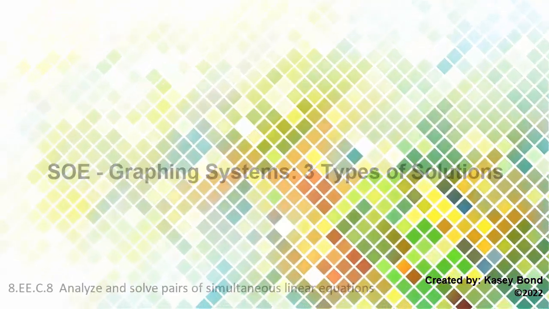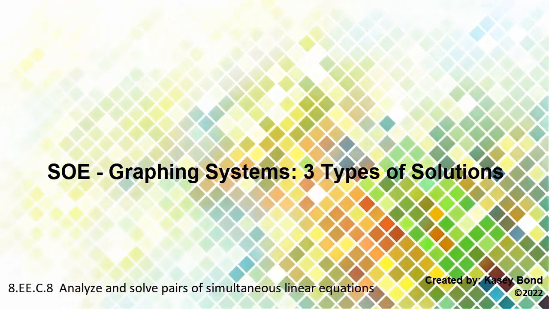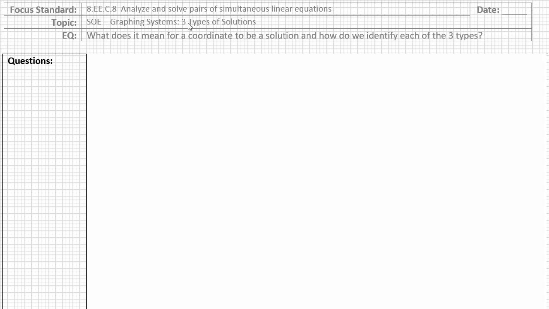Today's lesson comes from Systems of Equations, Graphing Systems, 3 Types of Solutions. Our essential question today is, what does it mean for a coordinate to be a solution, and how do we identify each of the 3 types?